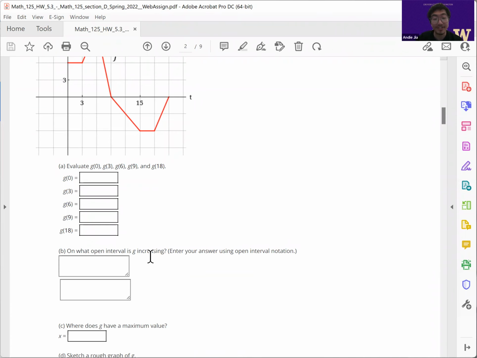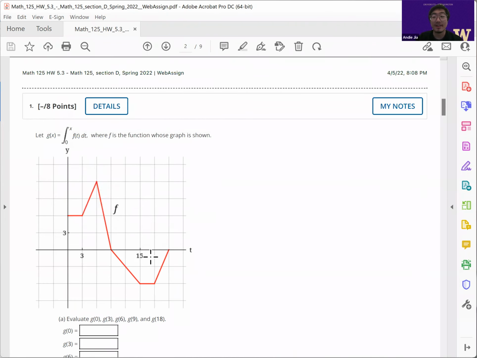On what open interval is g increasing? Recall Math 124: a function is increasing when the derivative is positive, and g prime of x is just f of x. So when f of x is above the x-axis, it is positive, otherwise it is negative. So from 0 to 9, it is positive.